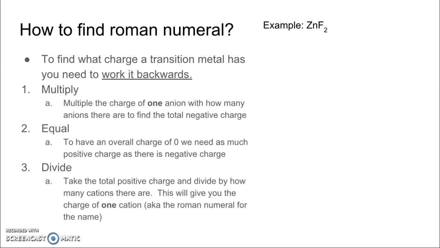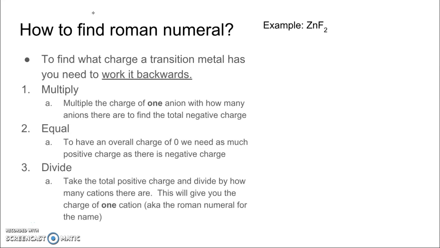So we're going to do this example, ZnF2. If we want to write the name, we need to find out what these abbreviations stand for. We'll see that Zn stands for zinc and F stands for fluorine. So zinc and fluorine are going to come together. Zinc is a transition metal, so we have to be worried about what Roman numeral we're going to use. And so we're going to find that out right now.